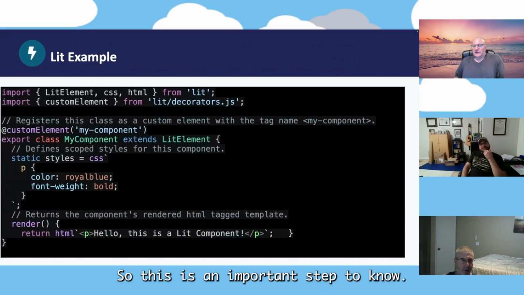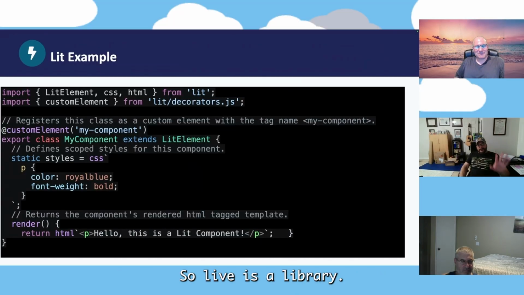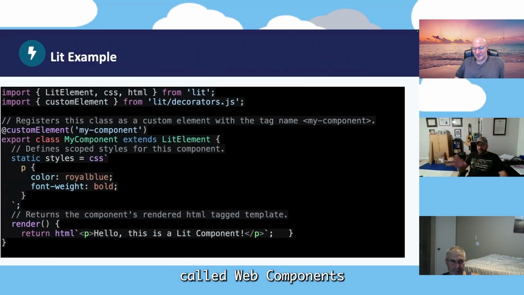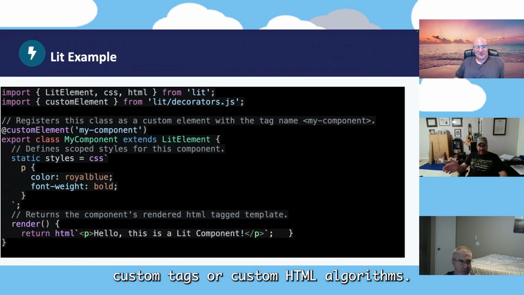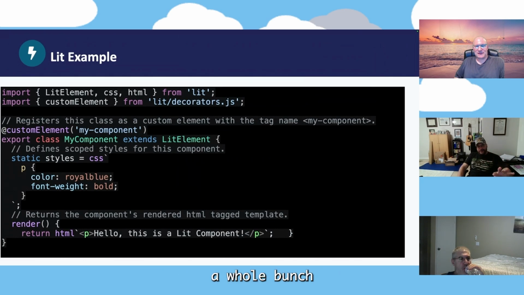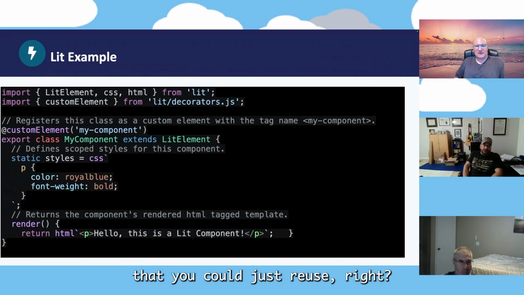So this is important for them to know. Lit is a library. Web Components is a W3C standard. The W3C is the World Wide Web Consortium, and they created a standard called Web Components, which is basically how you create custom tags or custom HTML elements. And Lit took that and said, we like that, and basically created a whole bunch of custom ones that you could just reuse. Right, and it also obfuscated some of the boilerplate stuff, so you don't have to repeat it.